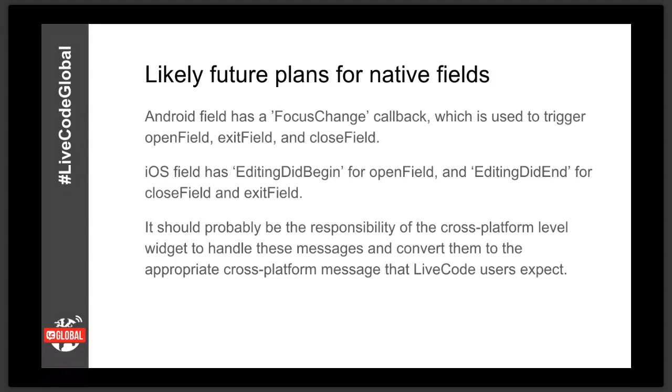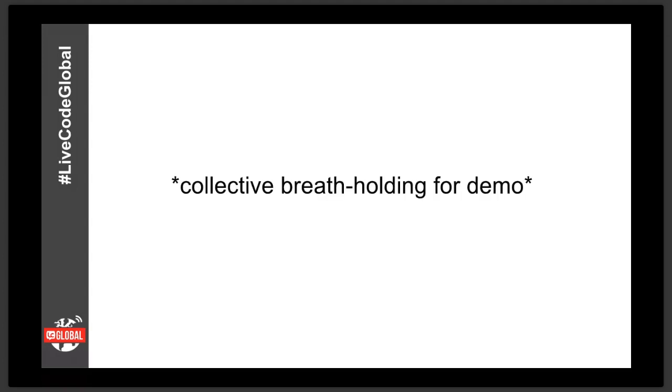For example, the Android field has a focus change callback, which we use to synthesize the open field, exit field, and close field messages. An iOS field has editing did begin and editing did end. So it should probably be the responsibility of the cross-platform level widget to handle these messages and convert them to the appropriate cross-platform message, but leave the native widget just sending the native sounding messages. It's not decided yet, but I think that's probably the best way forward.